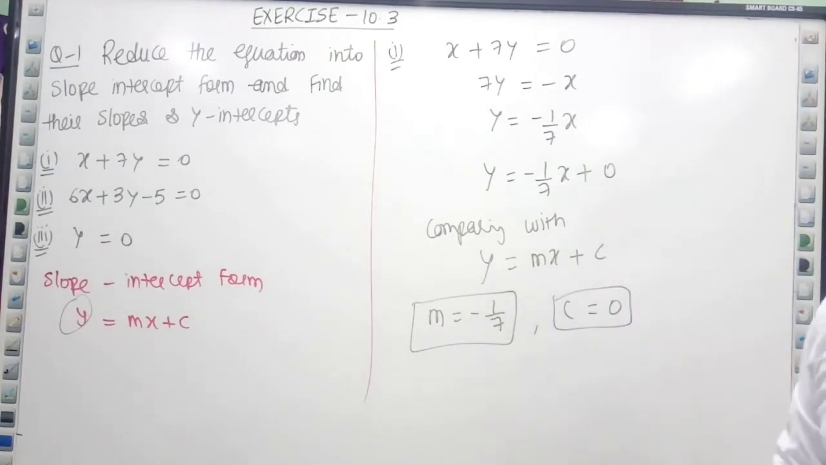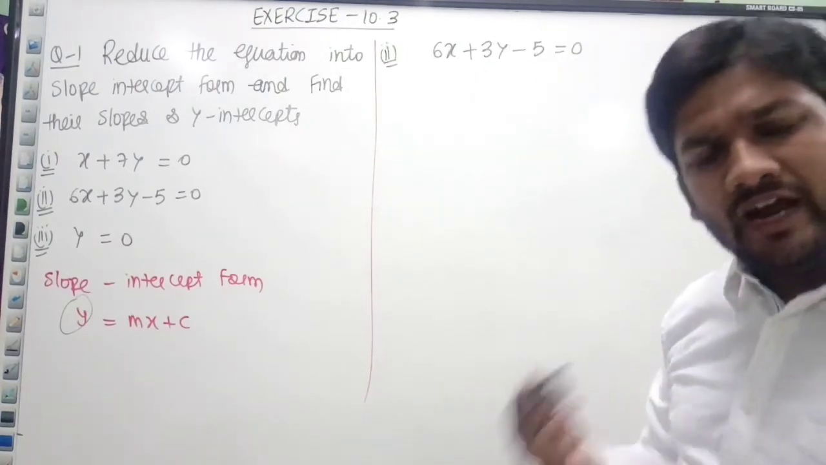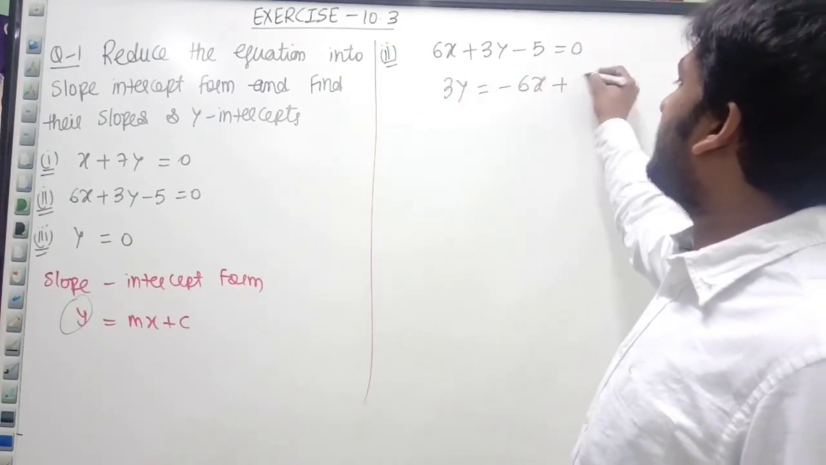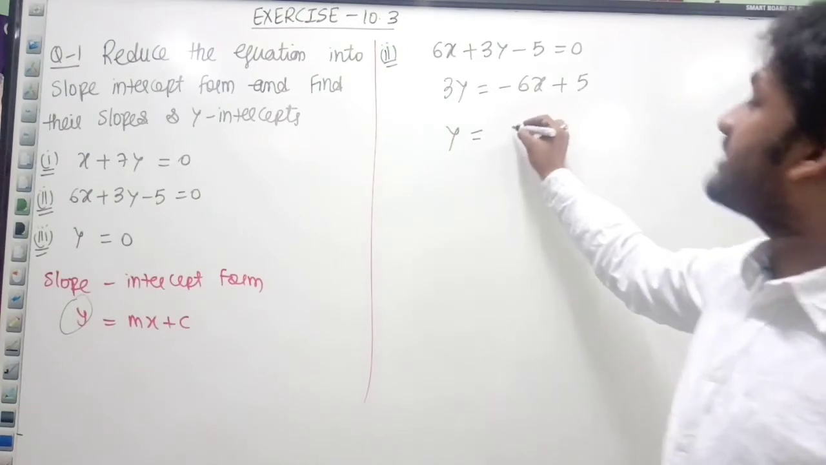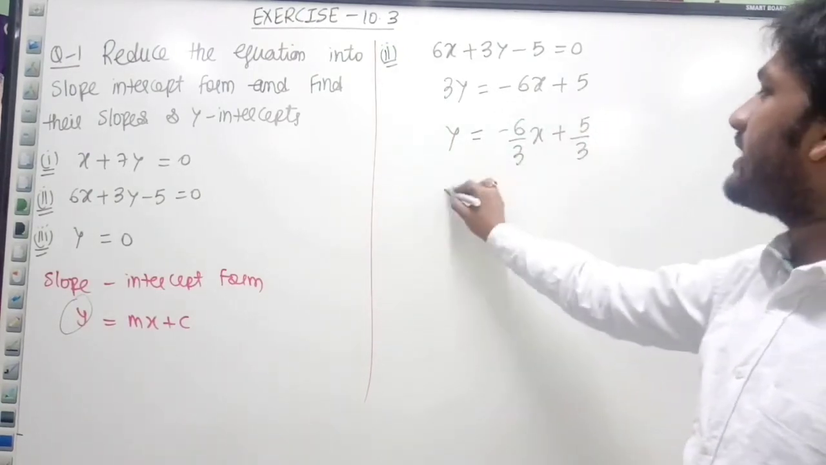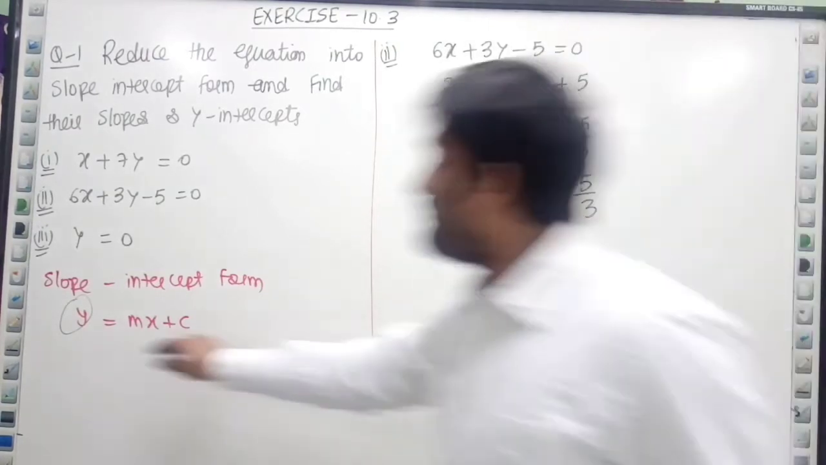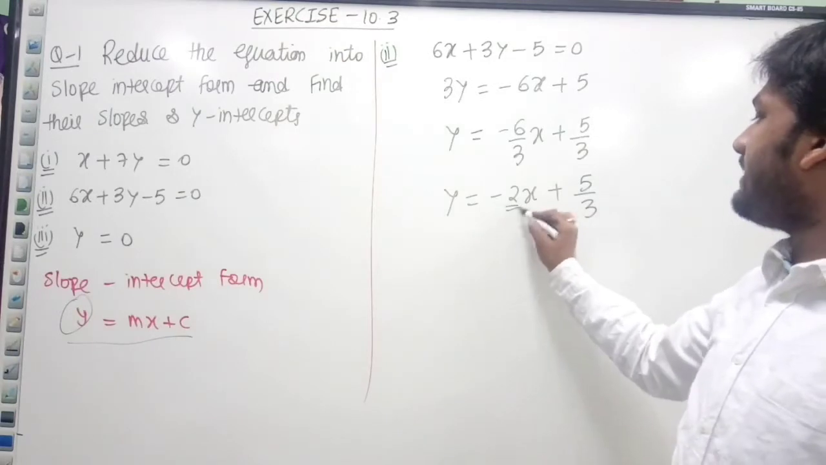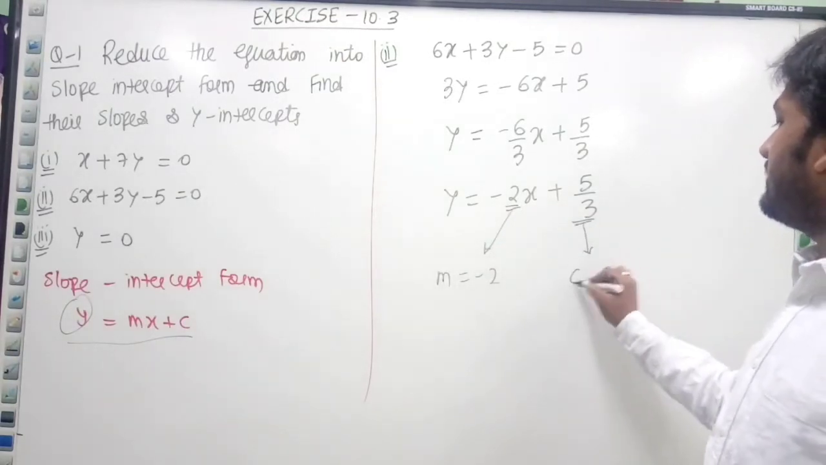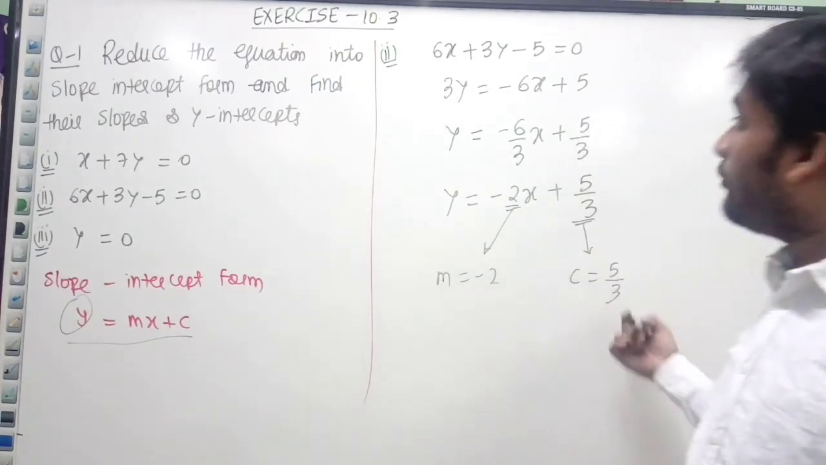C is 0. Next is 6x plus 3y minus 5 equal to 0. I will do the same thing. 3y equal to minus 6x plus 5, dividing by 3 both sides, minus 6 by 3x plus 5 by 3. So I can write y equal to minus 2x plus 5 by 3. Now if I compare with this equation, what is m? This is m, minus 2, and this is c, 5 by 3, and this is the answer.